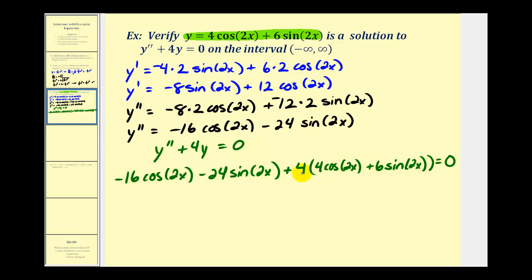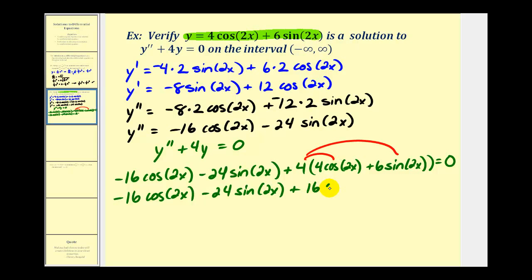So now we'll distribute and see if it's equal to 0. So we'll distribute the 4 here, and things are looking good. This first part stays the same. So we'll have plus 16 cosine 2x and plus 24 sine 2x.